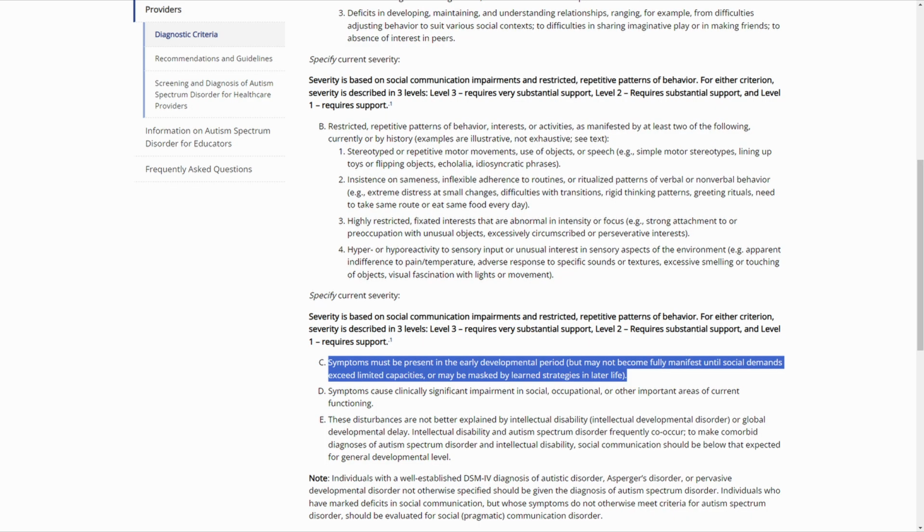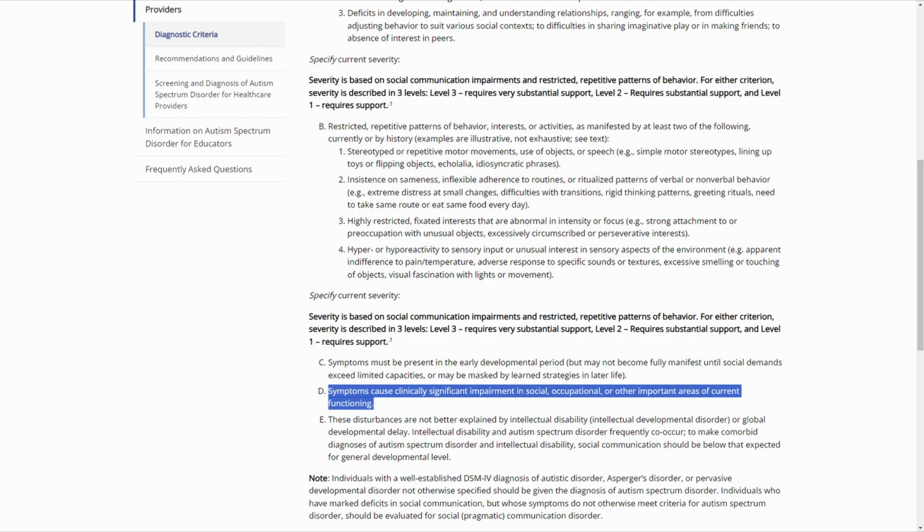Next is section C. Symptoms must be present in the early developmental period, but may not become fully manifest until social demands exceed limited capacities or may be masked by learned strategies in later life. This simply means that symptoms appear in childhood, but may show up when a situation is distressing enough for the autistic kid. They're usually pretty obvious if parents and doctors know what to look for.